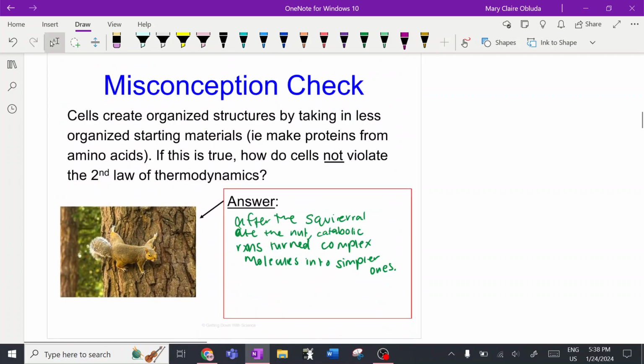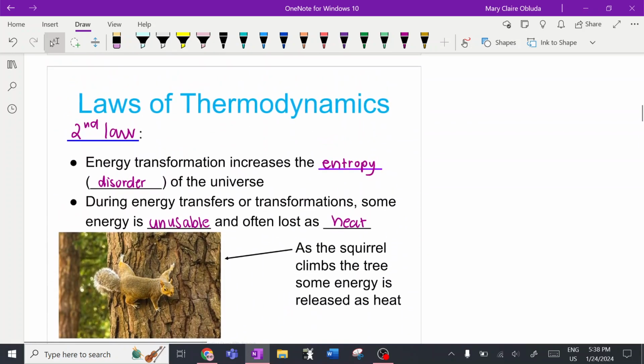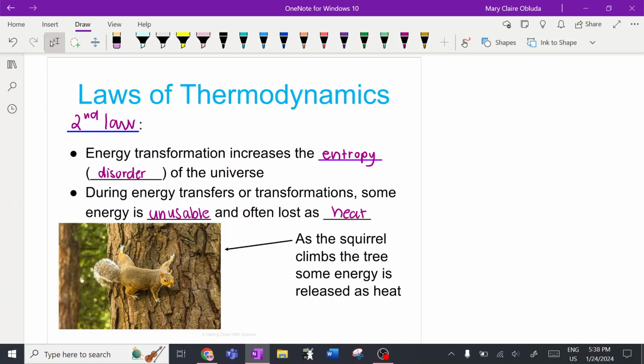So, cells create organized structures by taking in less organized starting materials. How does this not violate the second law of thermodynamics, which says that energy transformations increase the disorder, yet we are taking in small, less complex molecules and building them up into more complex molecules?